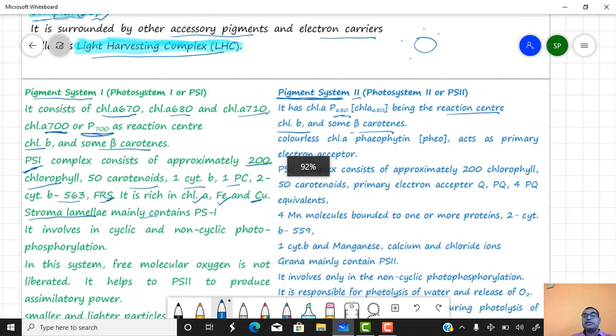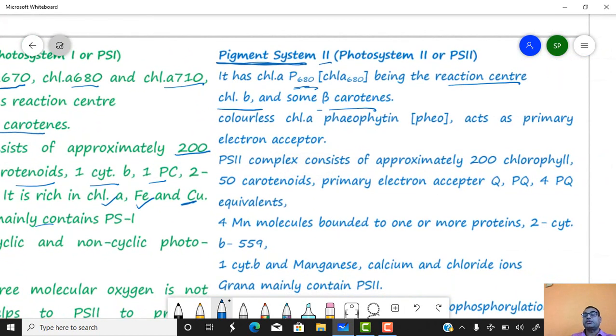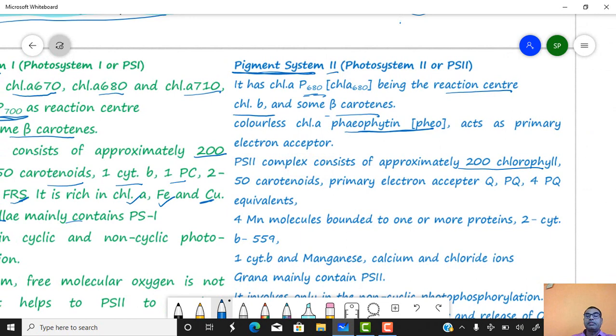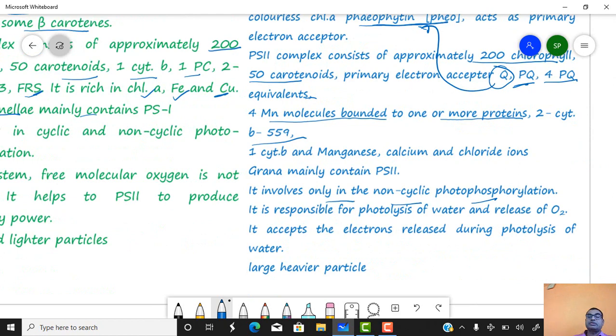Pigment system 2 consists of a colorless chlorophyll a, which is called pheophytin. Pheophytin here acts as the primary electron acceptor. Pigment system 2 also consists of approximately 200 chlorophyll and 50 carotenoids, like pigment system 1. The primary electron acceptor here was considered as Q, but it is now pheophytin. Then plastoquinone is present, 4 plastoquinone equivalents, 4 Mn molecules bound to one or more proteins, 2 cytochrome b559, 1 cytochrome b, and manganese, calcium and chloride ions are also present.